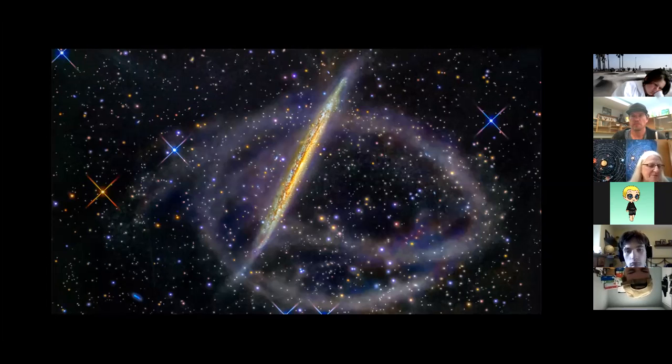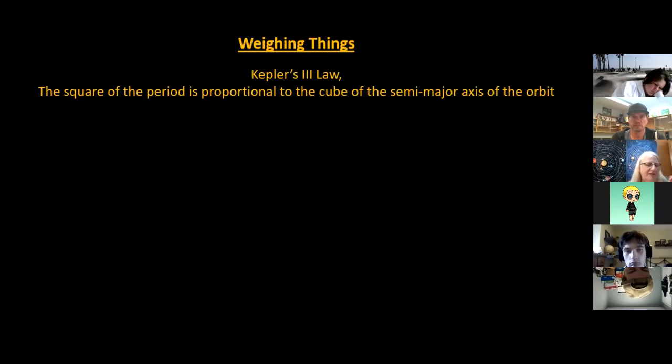And the last thing is math. Yay! How do we weigh things in the universe? Kepler has three laws of gravitational or planetary motion. His third law says the square of the period is proportional to the cube of the semi-major axis of the orbit.